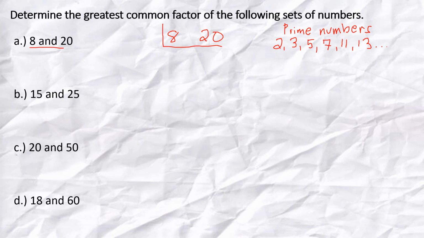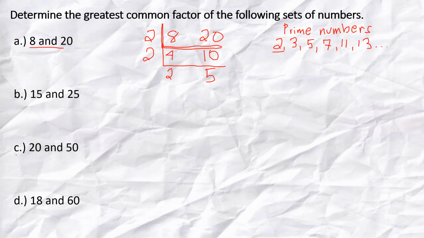So we can easily identify which divisor we are going to use by simply looking at our given pair of numbers. As you can see here, the given numbers are 8 and 20. So the prime number that we can use here to divide 8 and 20 is the number 2. So that will be our first divisor. 8 divided by 2 is 4. 20 divided by 2 is 10. Next, since 4 and 10 are still divisible by the prime number 2, we can still divide them. So 4 divided by 2 is 2, and 10 divided by 2 is 5.